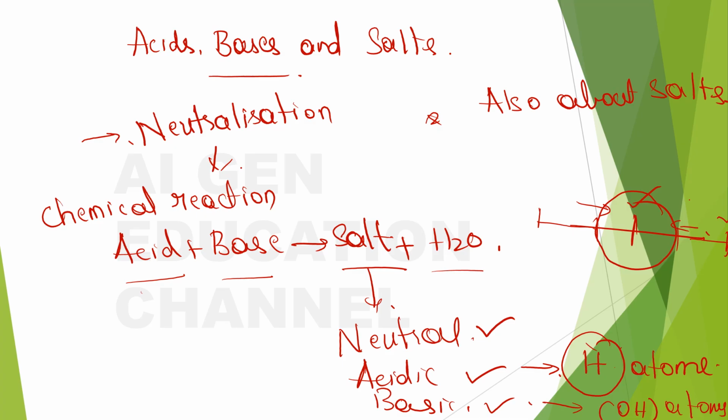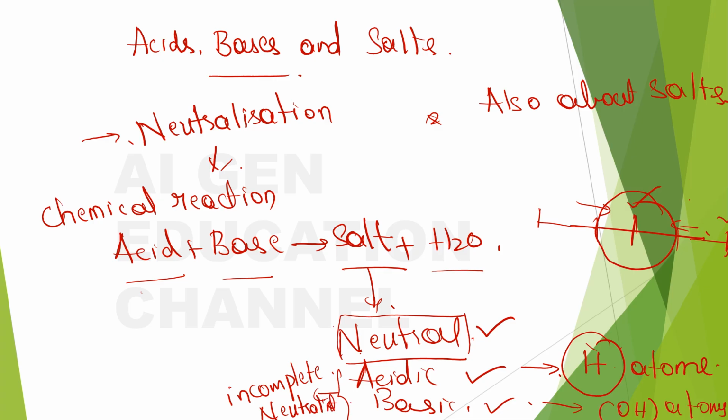Now, it means that it is something of incomplete neutralization. In these two cases, you can find incomplete neutralization. Because in complete neutralization, the salt that is formed should be totally neutral. But when you find acidic salt and basic salt, it means that there is incomplete neutralization here.